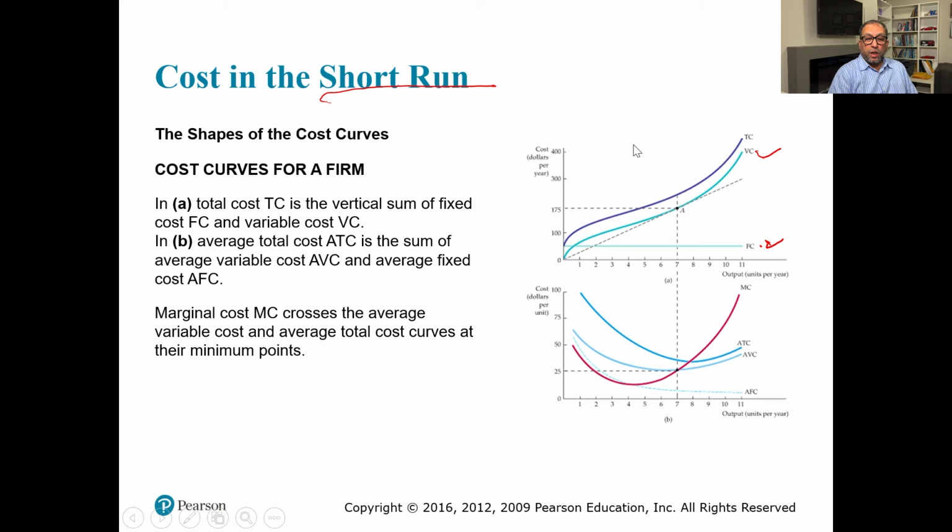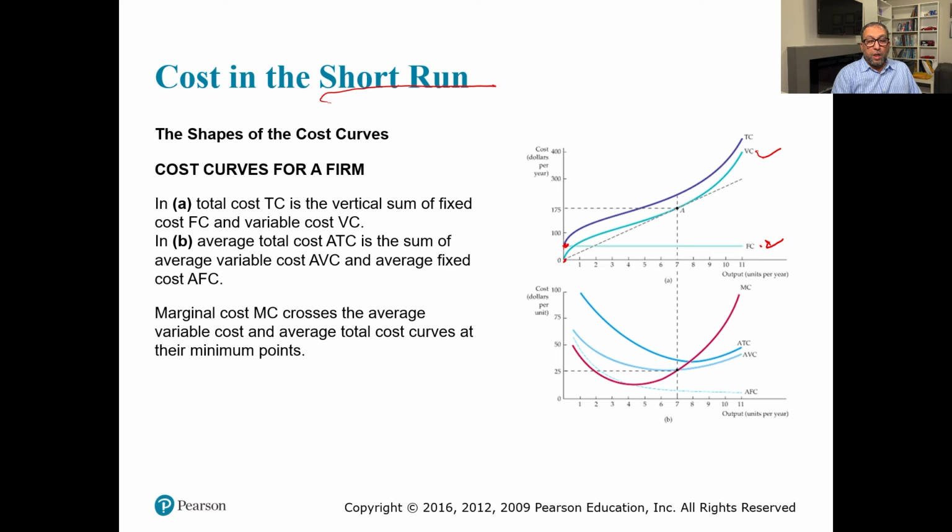So in panel A, total cost is a vertical sum of fixed cost and variable cost. You see here that total cost is starting from this point. Why? Because the fixed cost is there. Variable cost is starting from zero, from the origin. Total cost is not starting from there. Total cost is starting from the fixed cost.